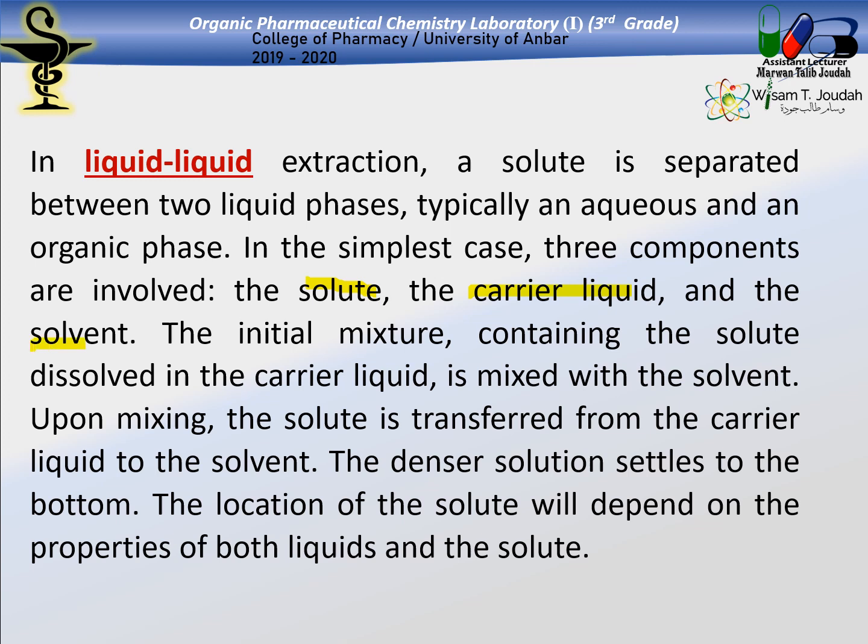This is the process of how to do liquid extraction. The initial mixture contains the solute dissolved in the carrier liquid, which is the main one, and is mixed with the solvent. Upon mixing, the solute is transferred from the carrier liquid to the solvent. The dense solution settles to the bottom, the one with the higher density goes to the bottom. The location of the solute will depend on the properties of both liquids and the solute.